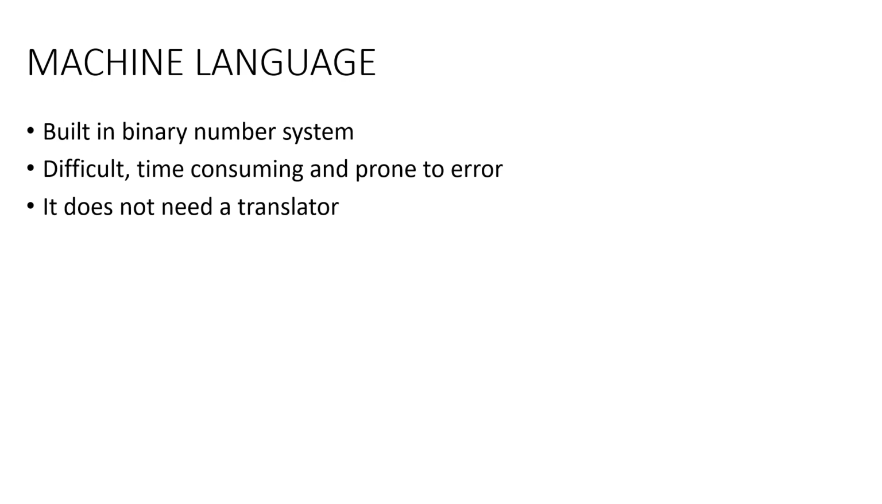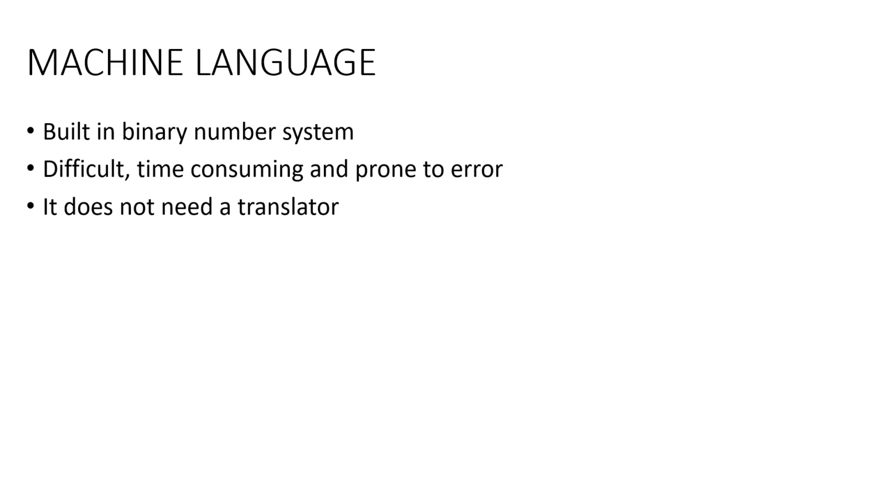But one thing about machine language is that it is difficult, time consuming, and prone to error. Difficult because they are written in zeros and ones, so to learn them is a little bit difficult. It consumes time because you have to be writing zeros and ones for the program you want to write, and you can easily make mistakes with this. That's why we say they are prone to error or mistake.